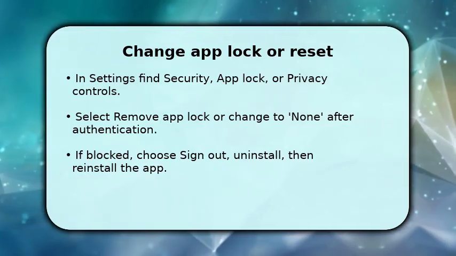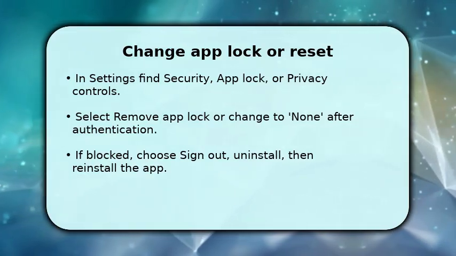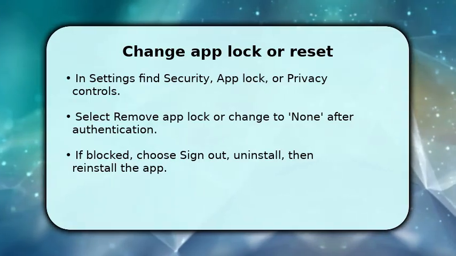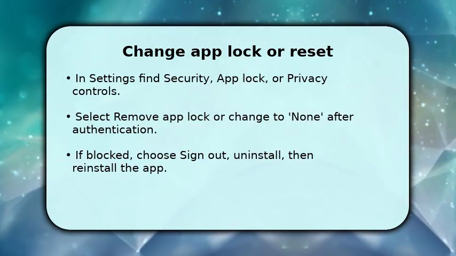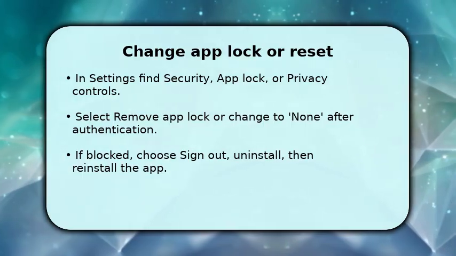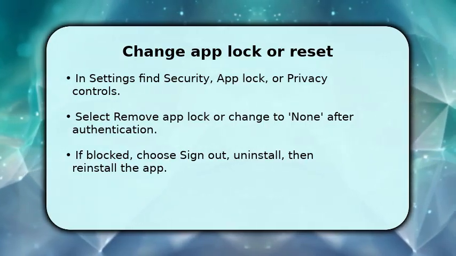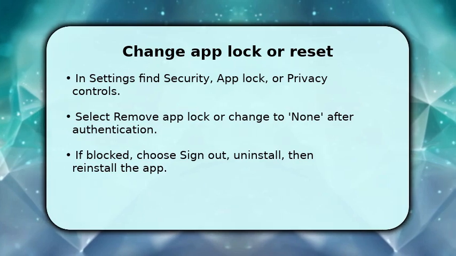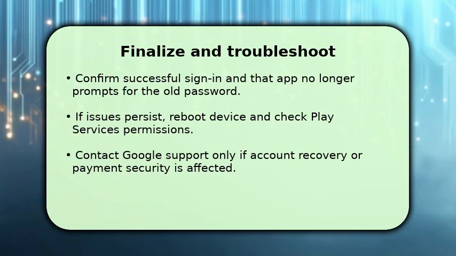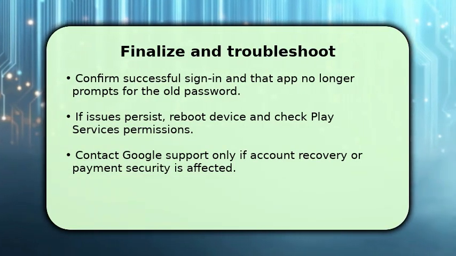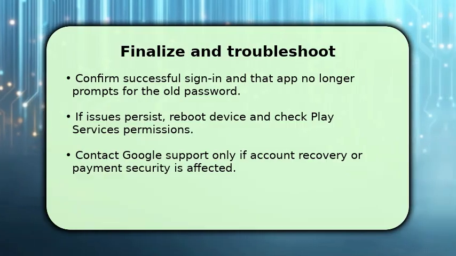If the option is grayed out, sign out of Google Pay first, then uninstall and reinstall. That clears locally stored lock state while preserving account data in the cloud. After reinstalling, sign back in and set a new lock or skip creating one. This completes the reset. Finish by signing back into Google Pay and testing a non-critical action, like viewing payment methods, to confirm the password prompt is gone.